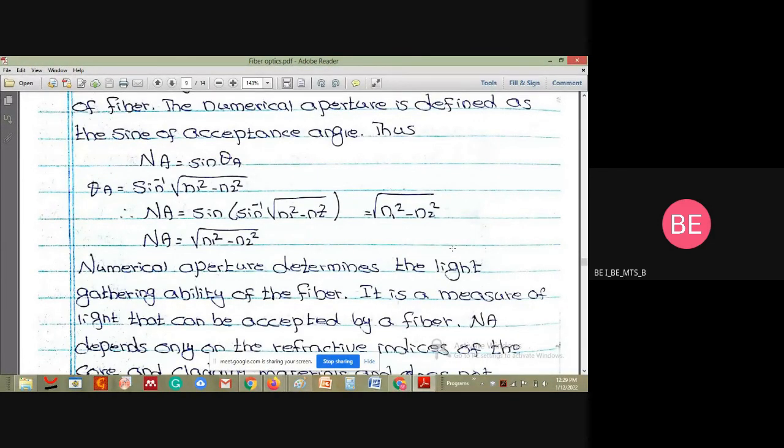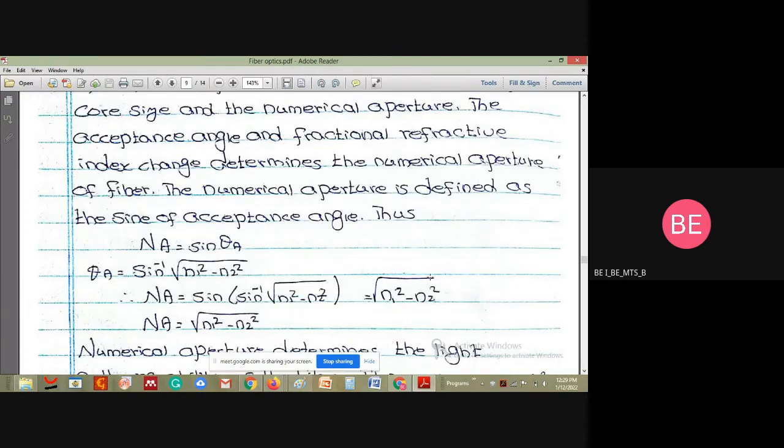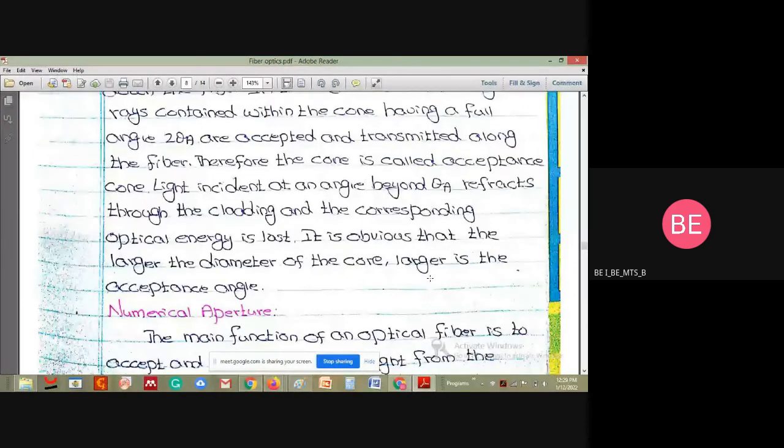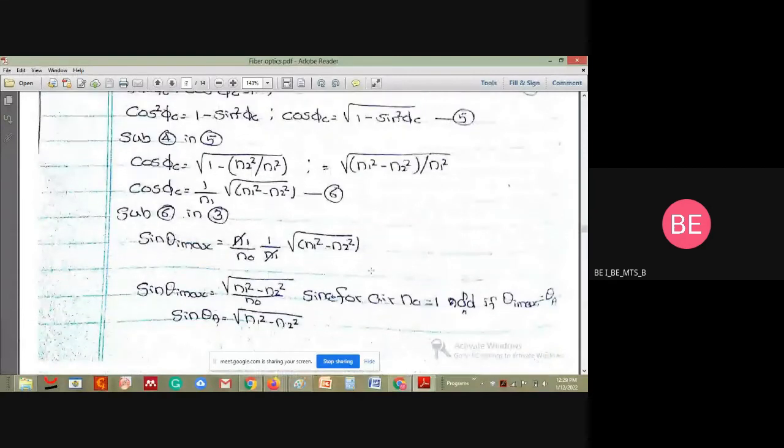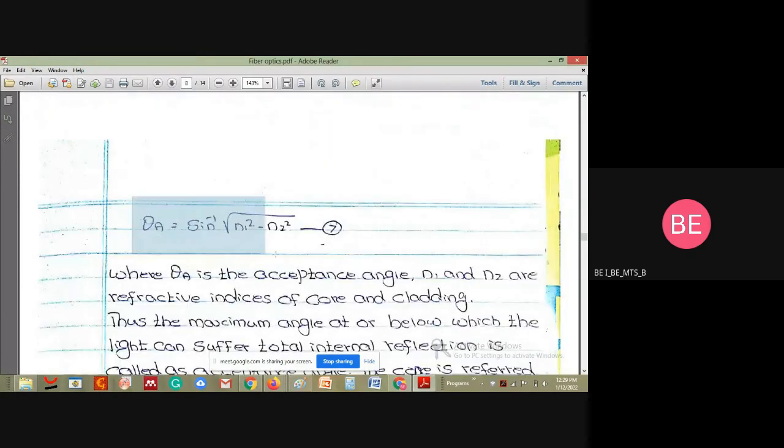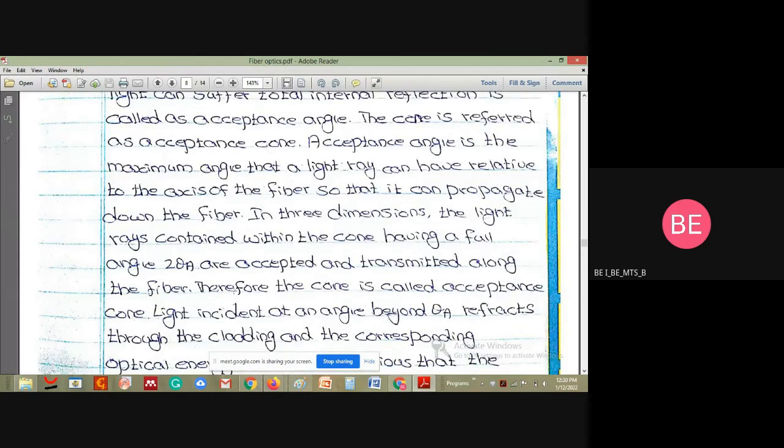You know acceptance angle theta A is equal to sine inverse of root of n1 square minus n2 square divided by n0. To be precise, I have to write this equation as sine inverse of root of n1 square minus n2 square divided by n0, where n0 is the refractive index of air. So numerical aperture is sine theta A.